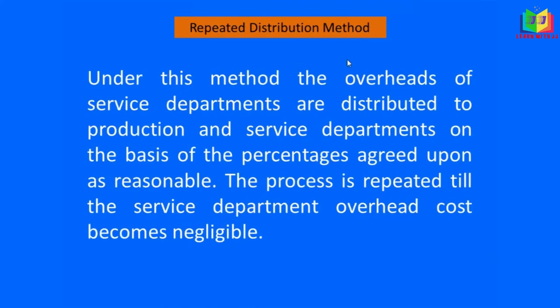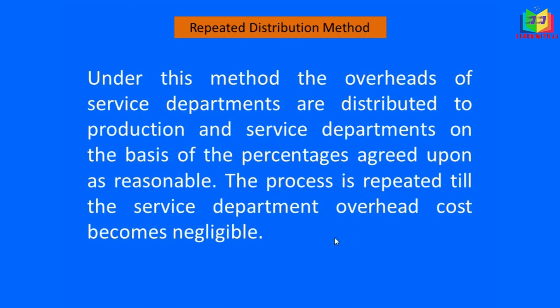The repeated distribution method is nothing but the overheads of service departments being distributed to production and service departments on the basis of percentages agreed upon as reasonable. Here the overheads of a service department are distributed to the production departments and also to the other service department. This process is repeated until the service department overhead cost becomes nil. Until it becomes nil, this process will continue.